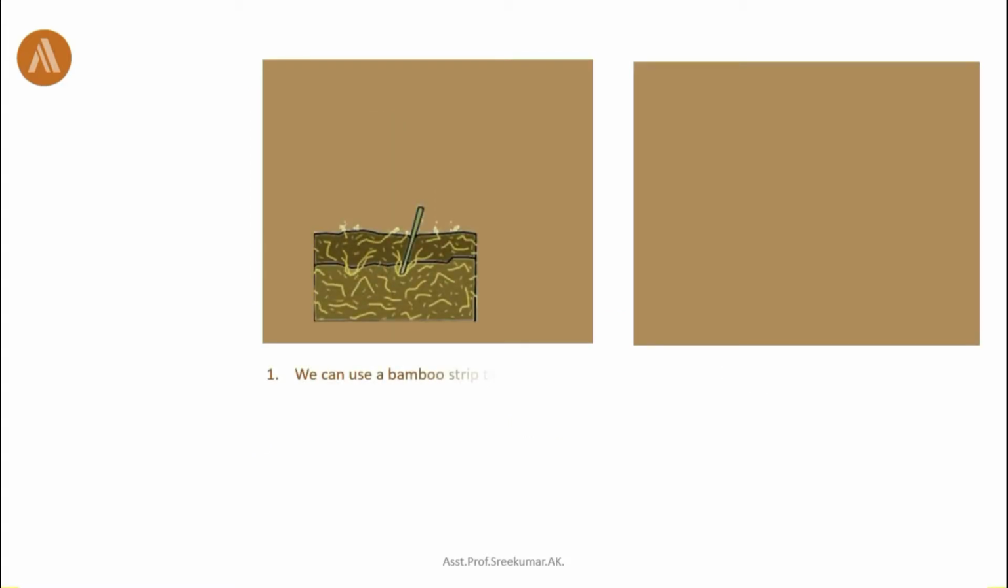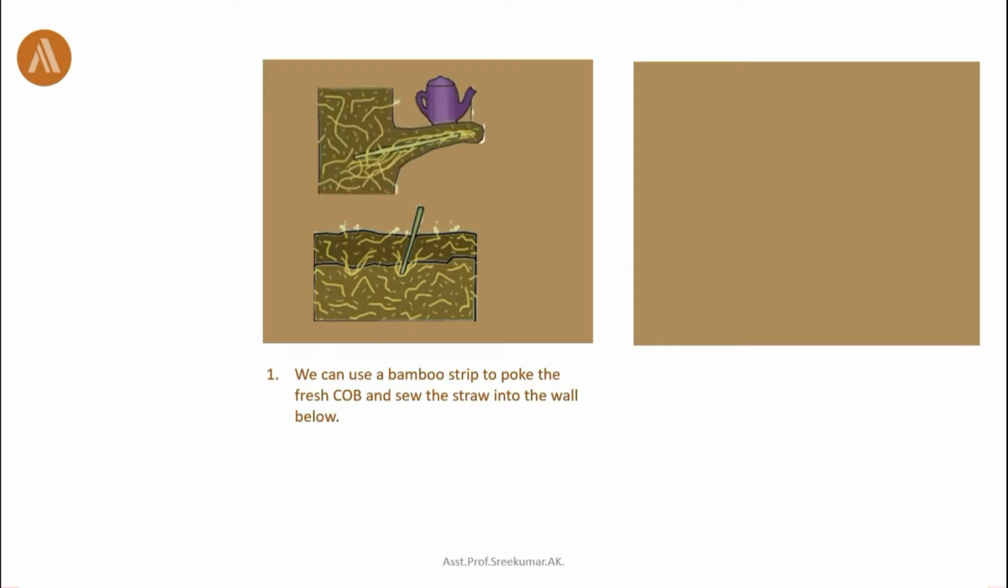We can use a bamboo strip to poke the fresh cob and sew the straw into the wall below. With the help of extra straw and bamboo strips, we can create shelves and contours.